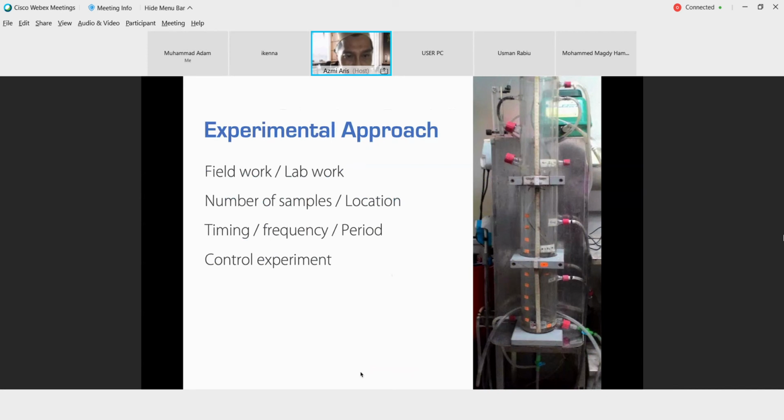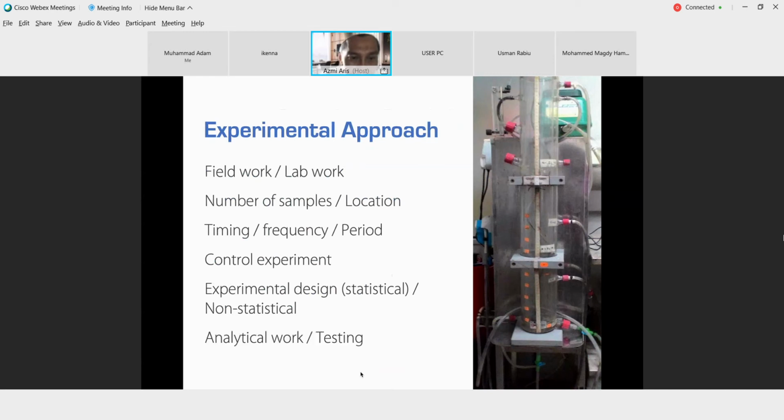And as I mentioned just now, should I have a control experiment? Should I use experimental design? Of course, you should use experimental design, whether it is statistical experimental design or non-statistical experimental design. You should judge yourself whether you should use a statistical approach or the traditional approach. And if I want to do analysis, what type of analysis is important to answer the objective of my work? Okay, and I will talk later on this analytical work and testing.